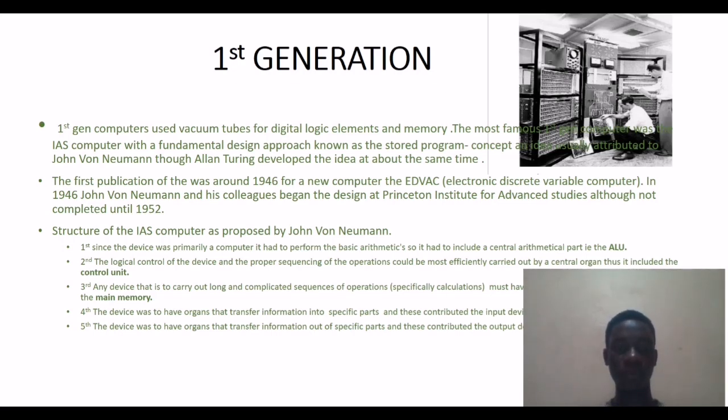until 1952. The structure of the IAS computer, as proposed by von Neumann, was as follows. First, since the device was primarily a computer, it had to perform basic arithmetic, so it included a central arithmetic part, i.e. the ALU. The logic control of the device and proper sequencing of operations could be most efficiently carried out by a central organ, thus it included a control unit.